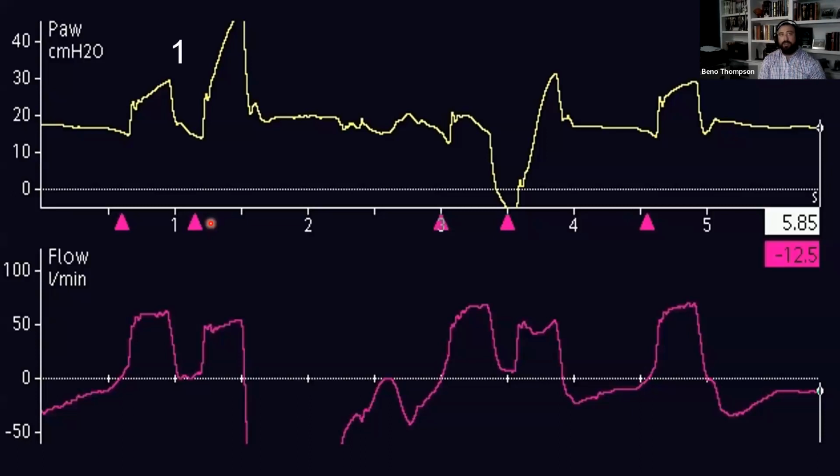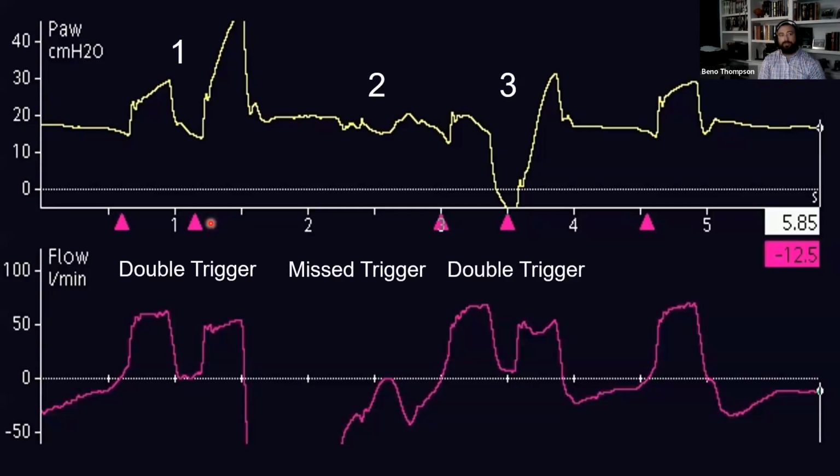All right. So can we have multiple asynchronies in one thing? Yeah. You got one, you got two, you got three, got a double trigger, miss trigger, another double trigger.